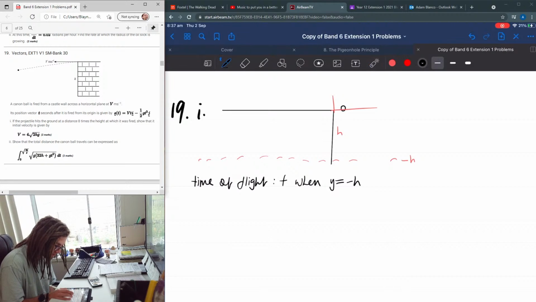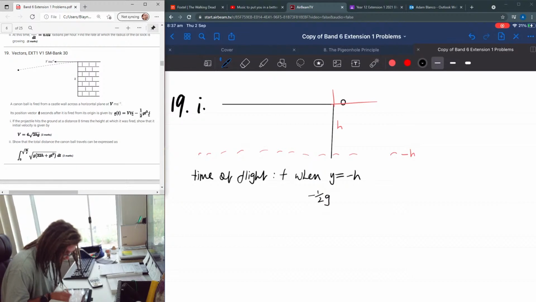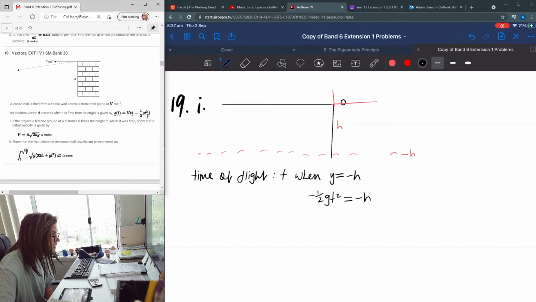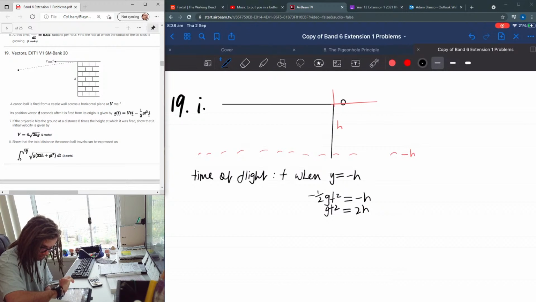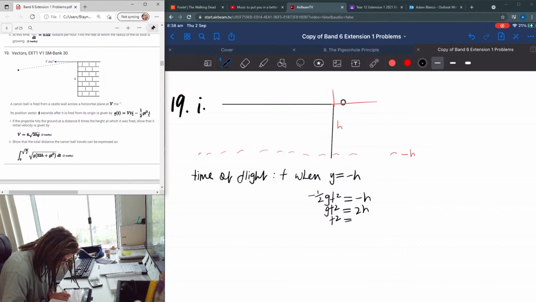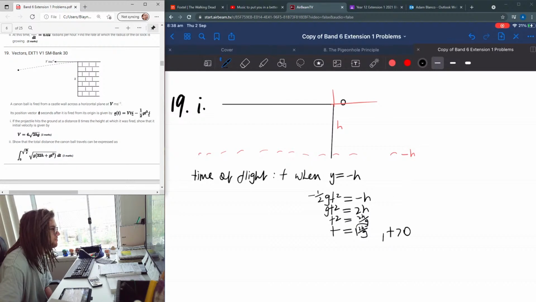So my y value is minus a half g t squared equals minus h. I'm just taking this off the question, so that's just from the y component of my position vector. Then I just need to solve that. I'm trying to get t by itself, so I'm trying to find t. So gt squared is going to be 2h, t squared is going to be 2h on g, and t is going to be the square root of 2h on g. I'm taking t to be positive because that makes sense, because it's time.